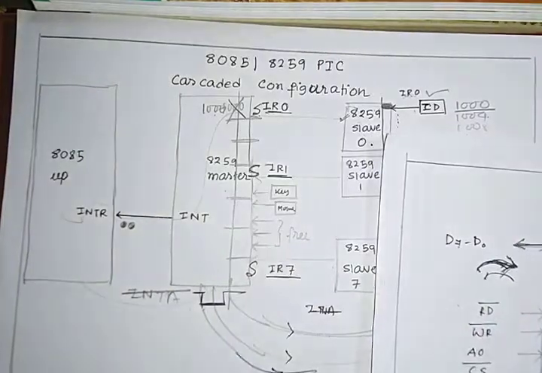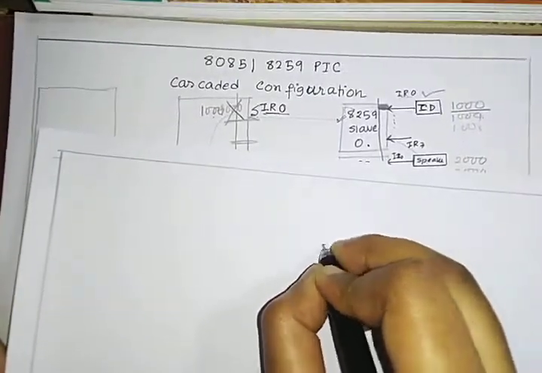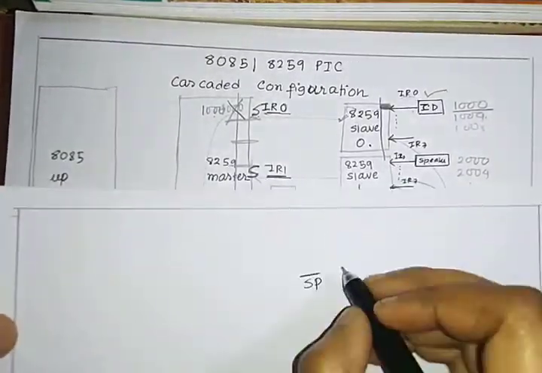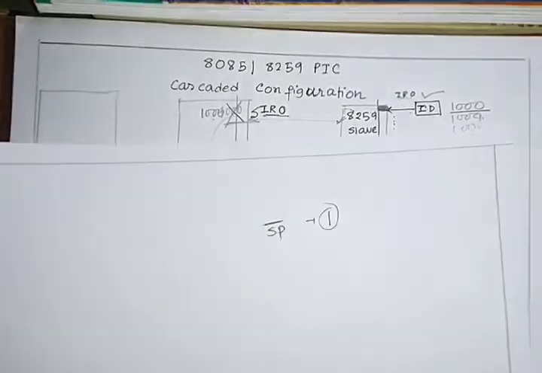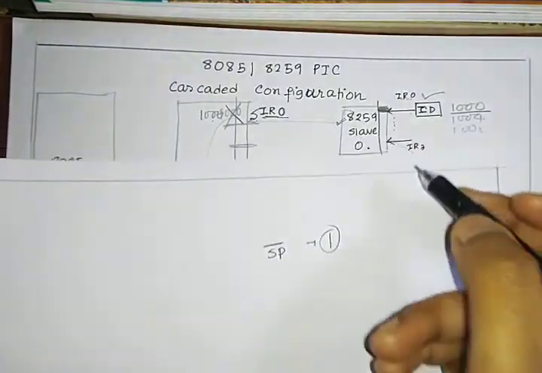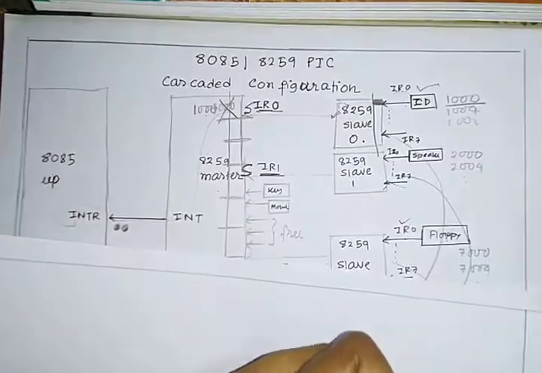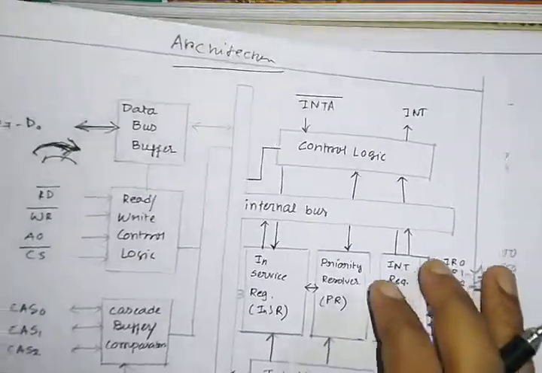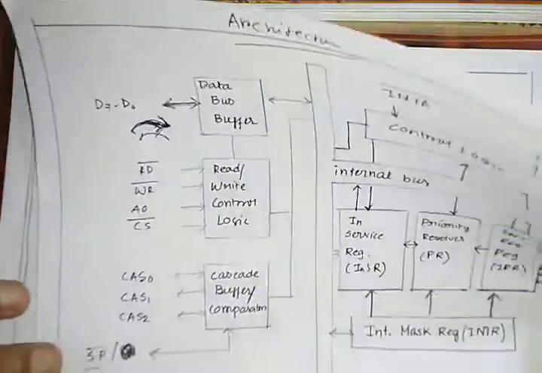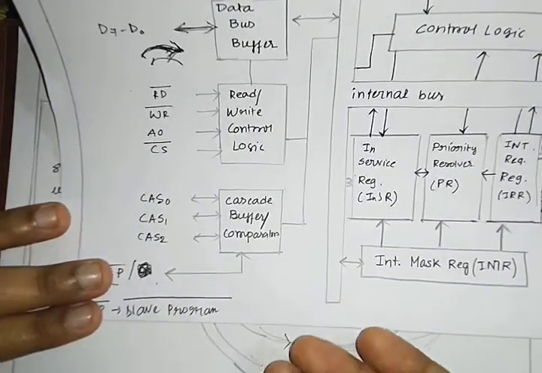For a master, the line that is connected is SP bar, active low. So if it is the master, then it has to be 1, and for the slaves it is 0. It is connected to VCC for master, 1, and for slaves, 0. Sorry, SP bar. It may be a little bit confusing. So why are we using this line? Just to inform the MUP whether any slave is connected or not.